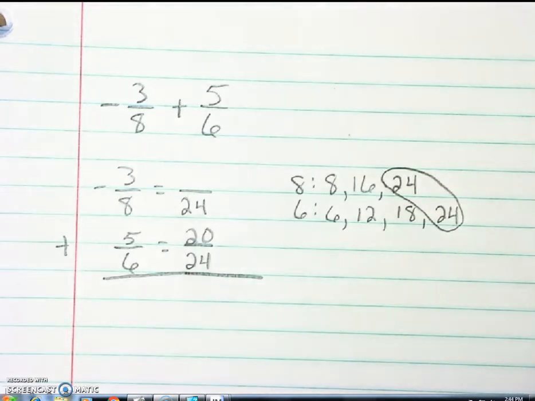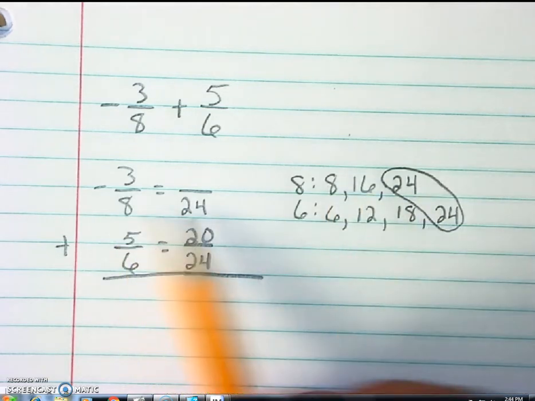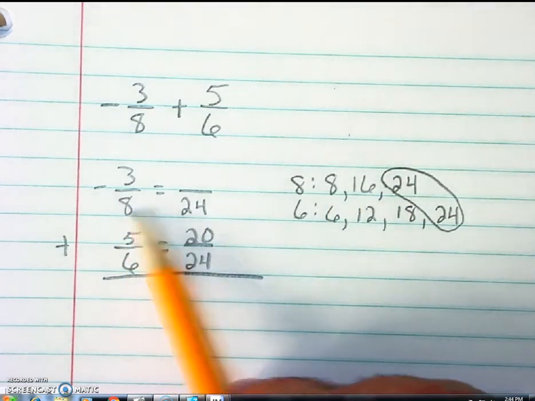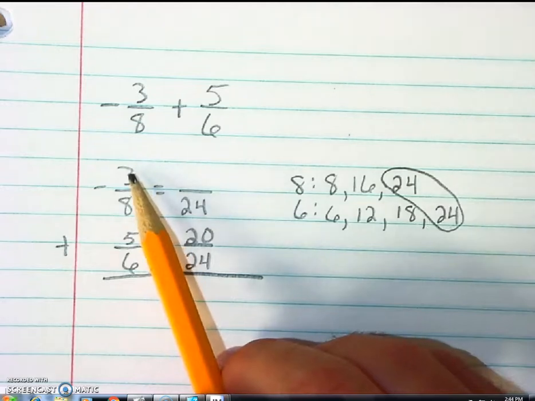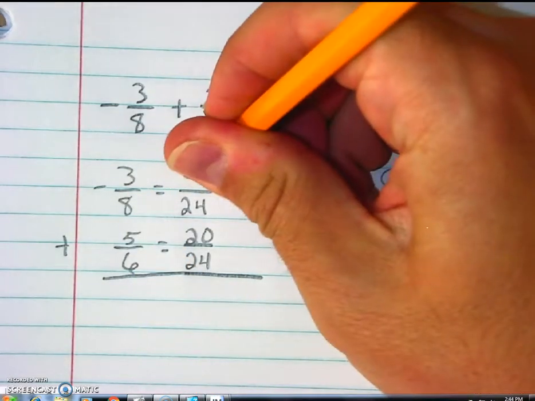Likewise, with the 8, we've multiplied it by 1, 2, 3. So if we multiply the 8 by 3, we must also multiply the 3 by 3. That will give us 9.